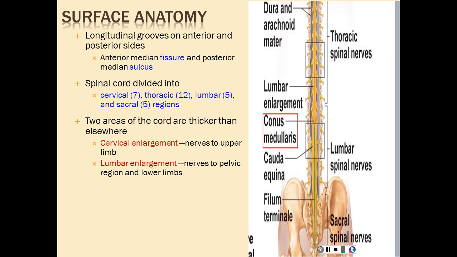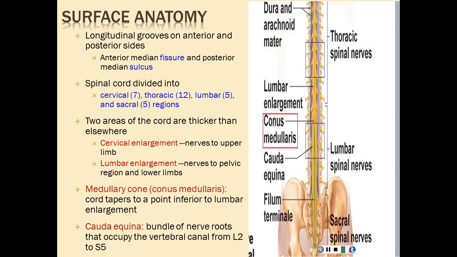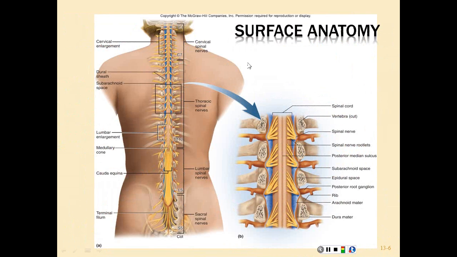Inferior to the lumbar enlargement, the cord tapers to a point called the medullary cone, or the conus medullaris. The lumbar enlargement and the medullary cone give rise to a bundle of nerve roots called the cauda equina that occupy the vertebral canal from L2 to S5. Here's a little closer look. We see how these bundles of nerves look, and then we have the medullary cone in this particular region.